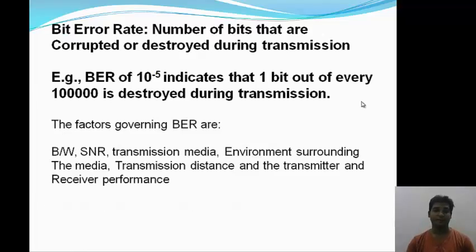What is a bit error rate? It occurs in a digital transmission system while we transmit data in terms of 0 and 1. The number of bits that are corrupted or destroyed during the transmission is called the bit error rate. Suppose we say a bit error rate of 10 to the power minus 5, it indicates 1 bit out of every 1 lakh bits is destroyed during the transmission. The factors governing bit error rates are bandwidth, signal to noise ratio, transmission media, environment surrounding the media, transmission distance, and the transmitter and receiver performance.